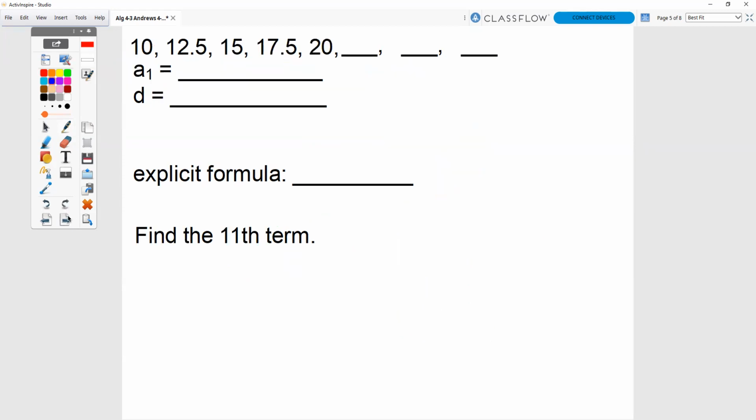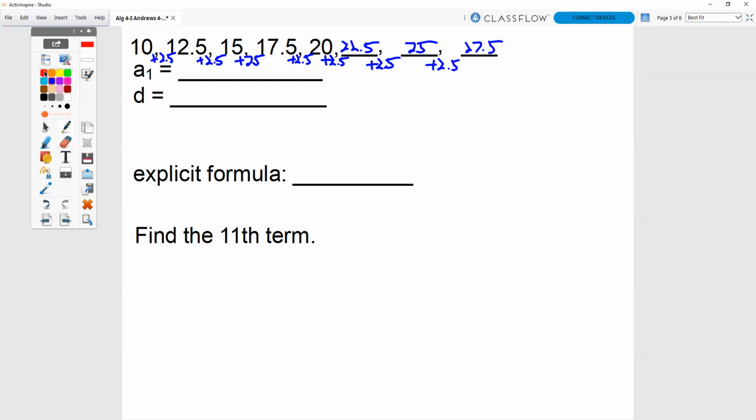Sometimes you will have decimals. In this one, we're starting off with 10. Then we have 12.5, 15, 7.5. I can tell that I'm adding by 2.5 each time. So plus 2.5, plus 2.5, plus 2.5. I'm going to add 2.5 again to give me 22.5. Plus 2.5 is 25. Plus 2.5 is 27.5.